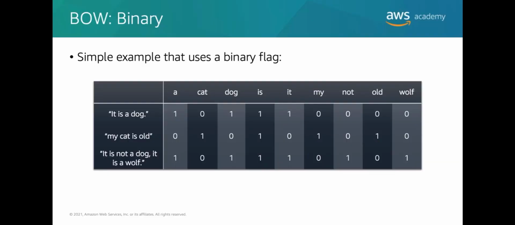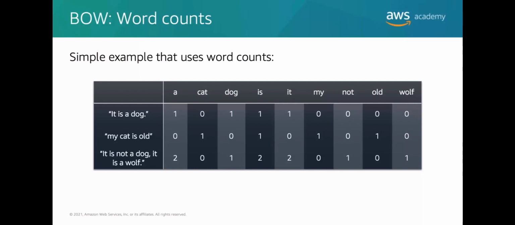This example uses these 3 sentences. It is a dog. My cat is old. It is not a dog. It is a wolf. With a simple binary bag of words, there's a 1 in the column if the sentence contains the word. Otherwise, the column has a 0. Note that there's no context, order, or meaning in the output. It doesn't consider the popularity or rareness of a term. Binary just indicates if the word is in the text.